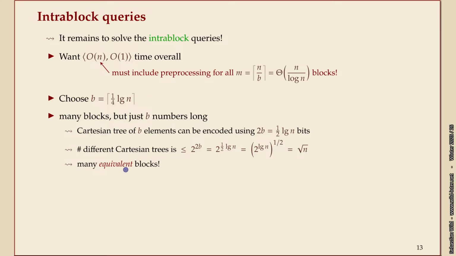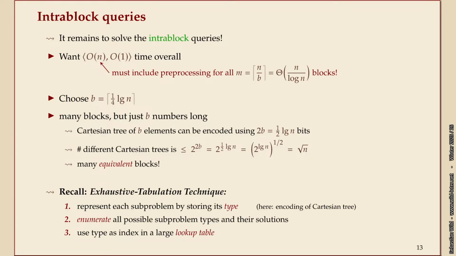Which means there's going to be, among all those n divided log n blocks that we have of our array, a lot of blocks that do the same. They have the same local answers. Of course, for different values and shifted in index, but if you locally look just at this block, they're identical. They're equivalent in terms of all range min queries.